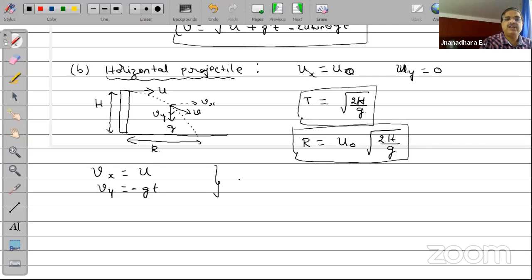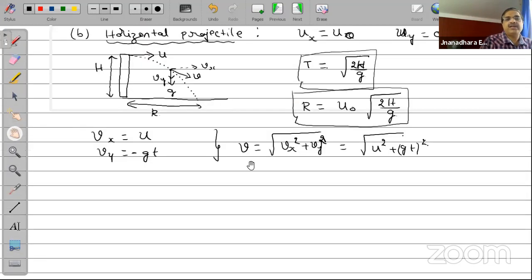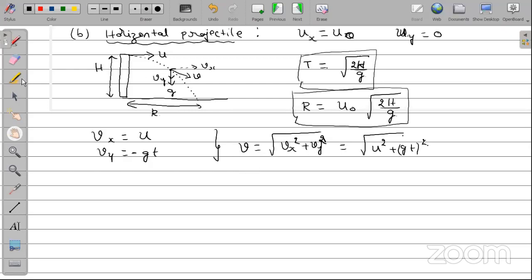So what will be the net velocity here? Therefore, it will be equal to the root of Vx square plus Vy square, and hence will be equal to root of u square plus (gt) the whole square. Okay, that will be the expression for velocity. Velocity, when I write here, is not written as a vector, it is only the magnitude of it. But the relative angle can always be obtained.